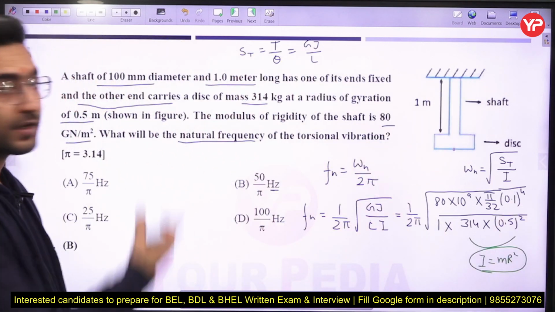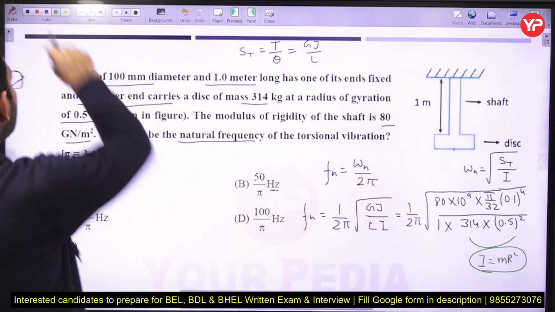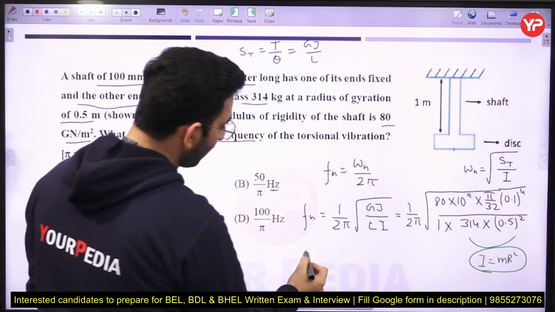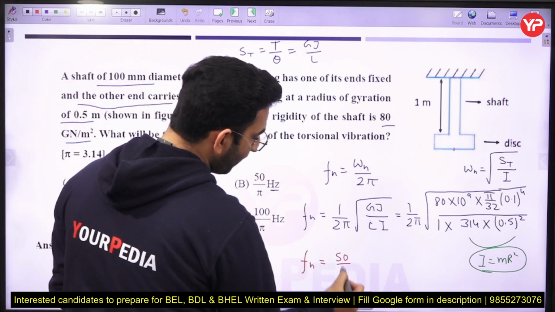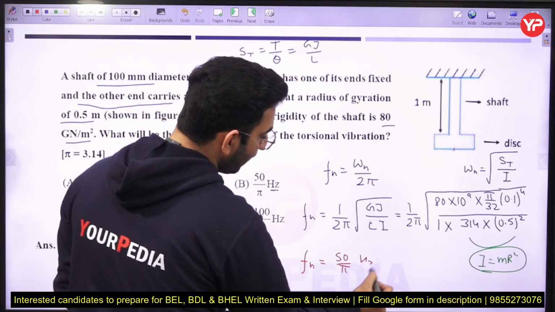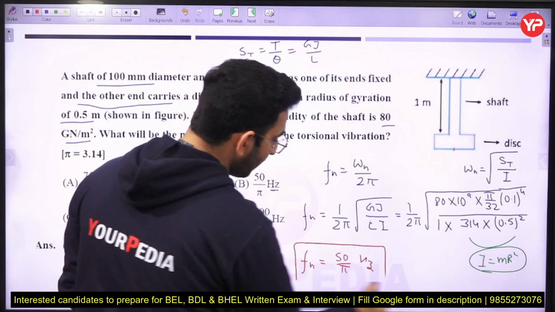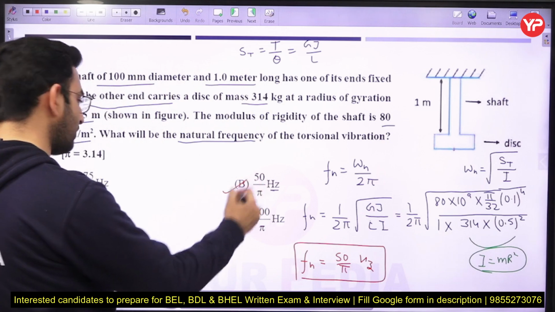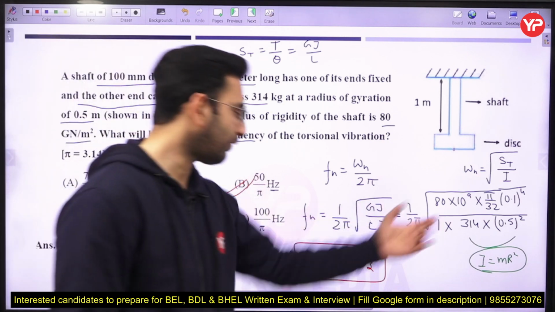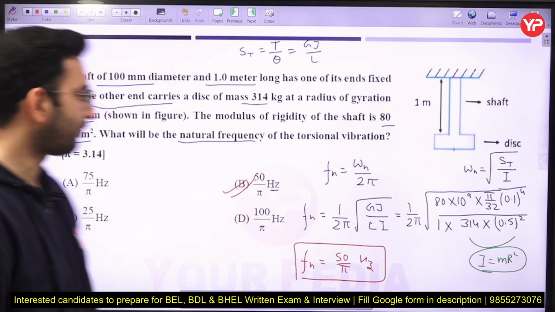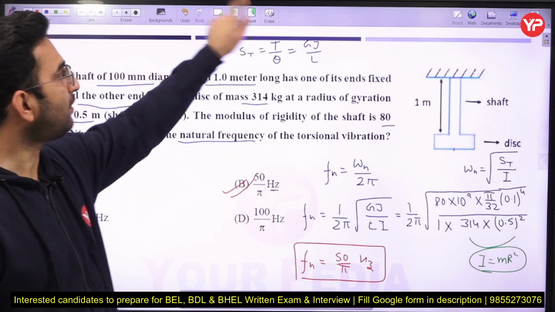So if you simplify this expression, you will find the value of the natural frequency is coming out to be around 50 by pi. That will be the exact answer which you get in this case. Okay, so option number B is going to be the correct answer of this question. Just simplify this expression and you will find this particular value. Now let us move to our next part.